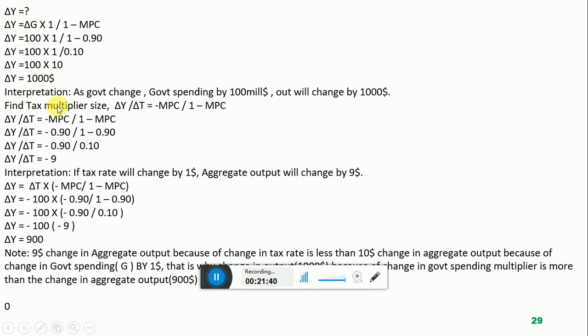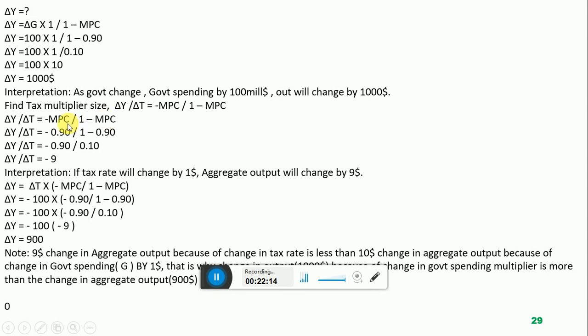Now let me take you to the tax multiplier. This is to find the tax multiplier size, and the tax multiplier formula is: delta Y divided by delta T is equal to minus MPC divided by 1 minus MPC. This equation will determine the change in aggregate output level because of the change in taxes. Delta Y divided by delta T is equal to minus MPC divided by 1 minus MPC.